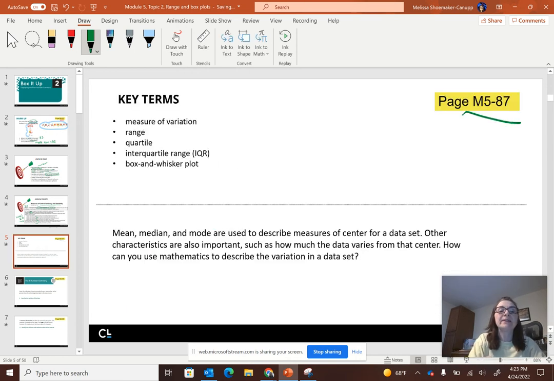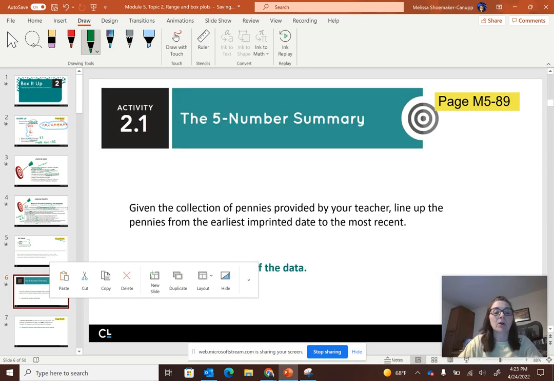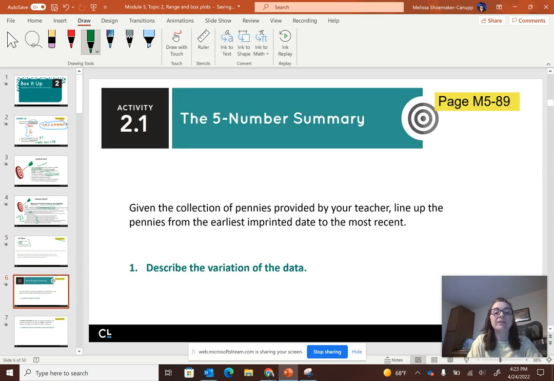Page M587, we have our vocabulary words, and of course, one of them is range. That's what we're going to focus on today. And our 5-number summary is kind of what we're looking at. Now, if I were there and if I had some pennies in my wallet, we're going to line them up. And basically what we're looking at is pennies, and when they were printed. So we're looking for dates. So I'm just going to put some dates.